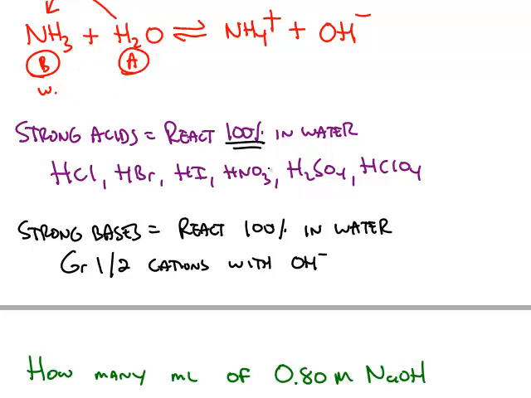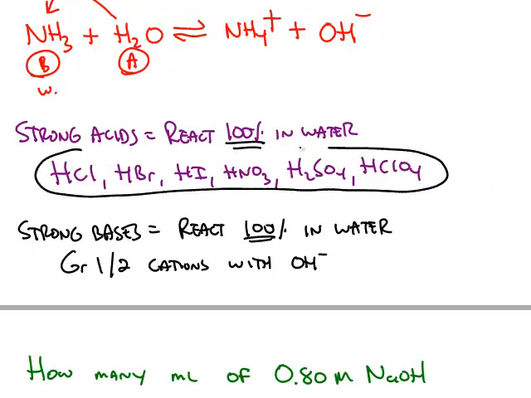So whether you're talking about an acid or a base, if the chemical is strong, that means it's going to react completely. And here are the 6 common strong acids. Strong bases also react completely. Strong bases are group 1 or group 2 cations paired up with OH-. So things like potassium hydroxide, sodium hydroxide, those would be strong bases.